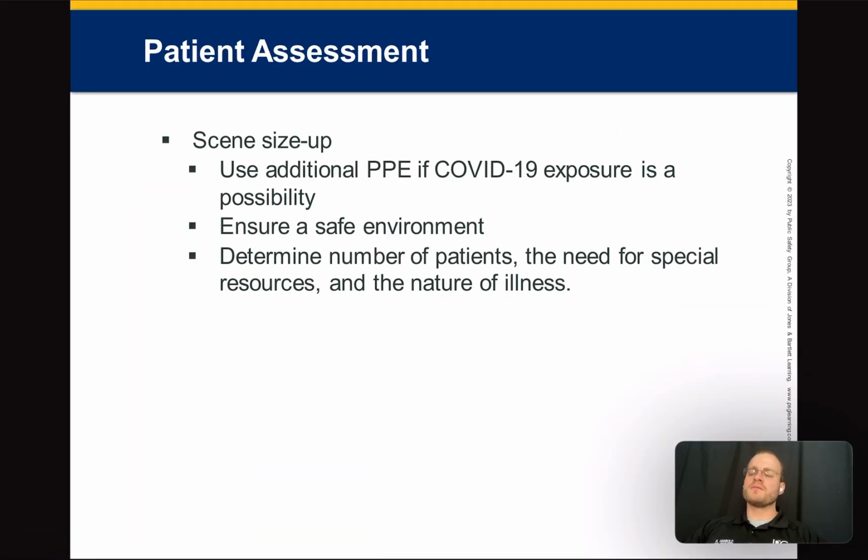So we need to do our scene size-up. I get very annoyed with the book on these, where I feel like I say the same thing every chapter, but it's okay. We'll go through it. So we do our scene size-up, right? We need to see if we need to call for additional help or wear additional PPE. We need to make sure we're safe. Remember, our safety's first. So we need to determine the number of patients, whether we need special resources, the nature of illness, and so on.